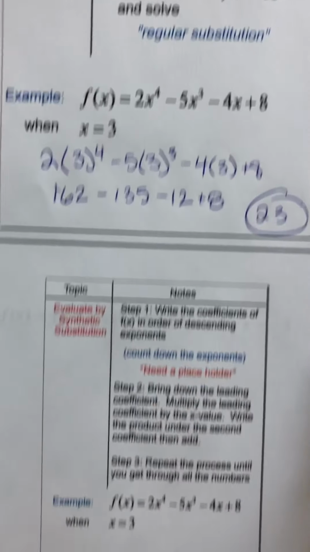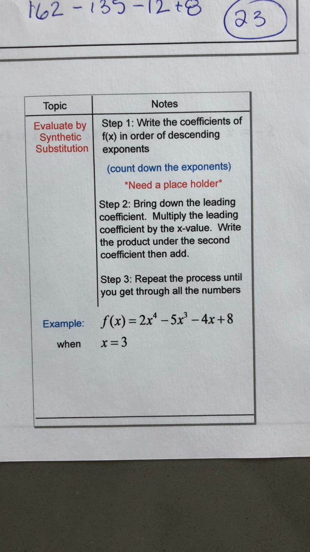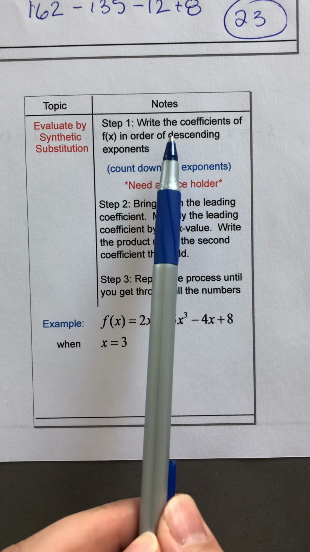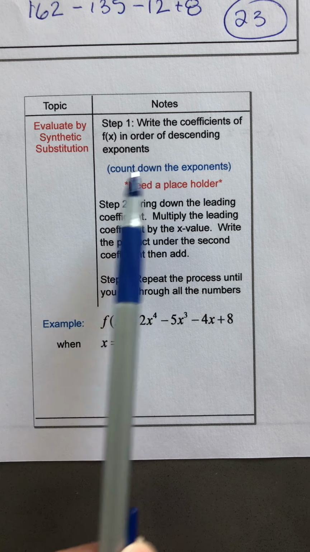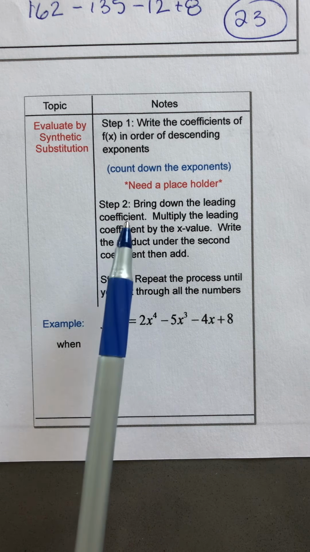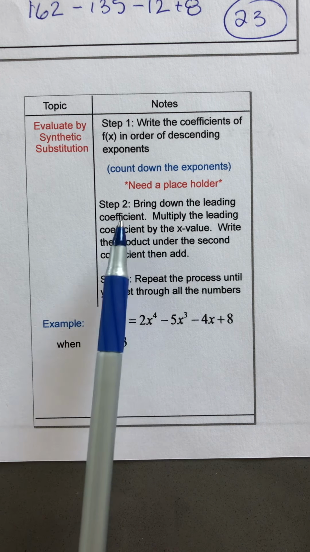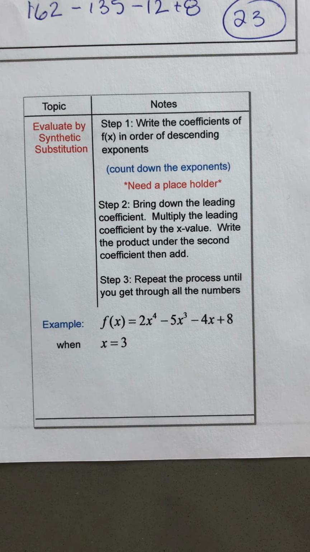What we're really going to get into, though, is synthetic substitution. So synthetic substitution is a little bit different, and we have our steps written down for you. We're going to start with writing down the coefficients. Remember, those are the numbers in front of the variable. We're going to put them in order of our exponents, and we'll talk more about that. Then we'll talk about these steps as we go through. So we bring down our leading coefficient, we do some multiplying, adding, and we'll get to our final answer. So let's look at some examples instead of just reading the steps.